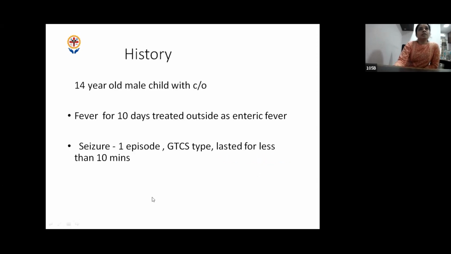Coming to the history, here is a 14-year-old male child with complaints of fever for 10 days, treated outside as enteric fever. The same child had an episode of seizure, GTCS type, which lasted for less than 10 minutes. The referral pediatrician loaded with anti-epileptic and, once the seizure subsided, referred the child to our hospital for further management.